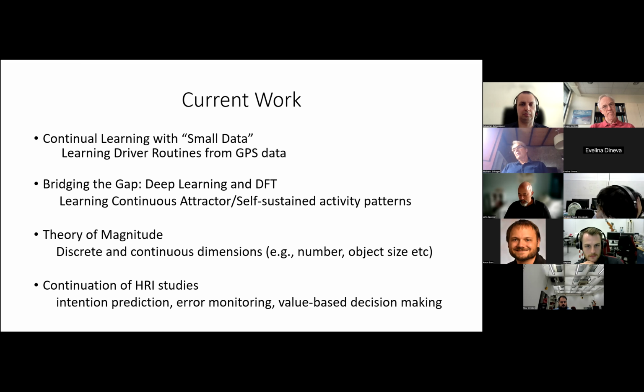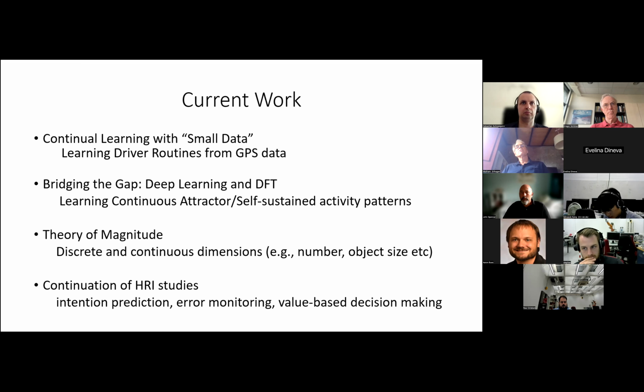Normally you need a huge amount of stationary data to do this. We are doing it in a different context, learning driver routines from GPS data. We want to address the problem of continual learning with small data. It's really application driven, but we use the dynamic field framework for continual learning with small data. We need few examples to do a reasonable job in predicting, for instance, where to go, how long to stay, and so on.